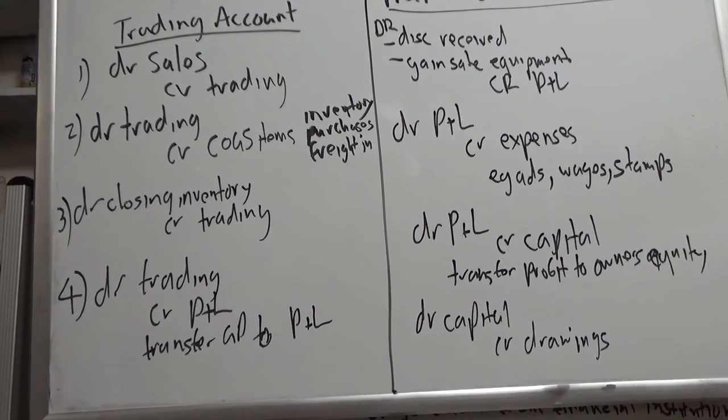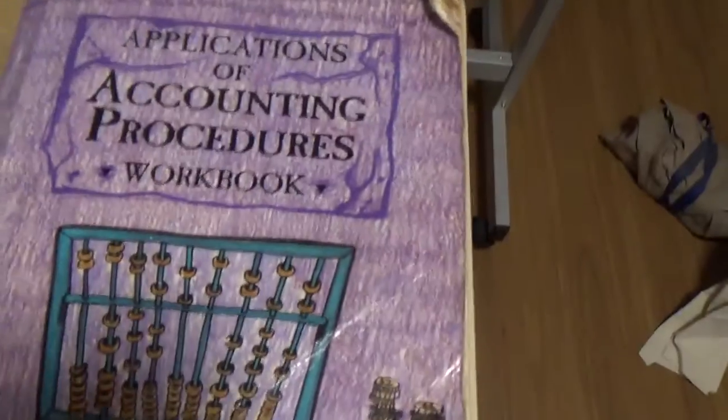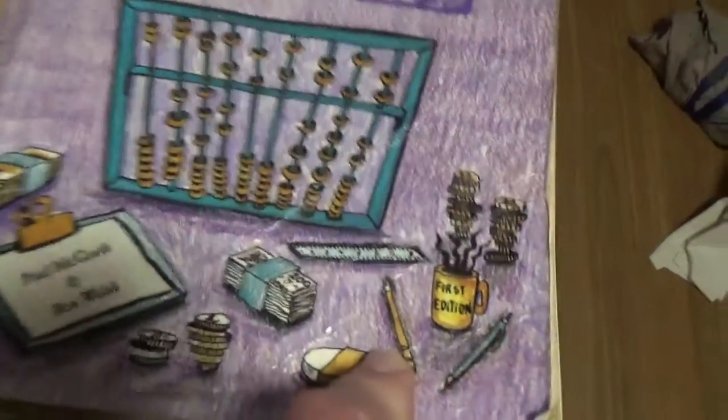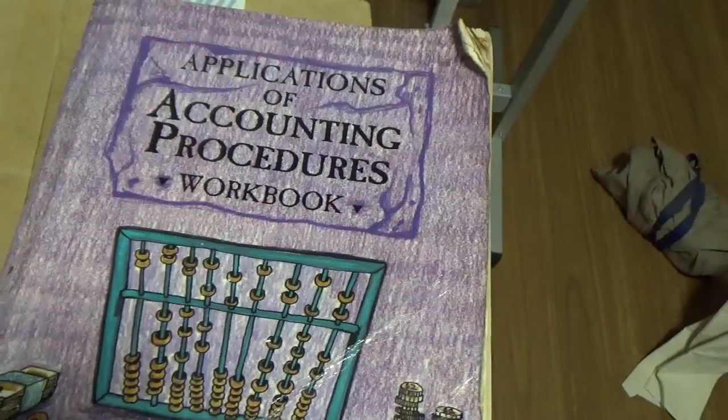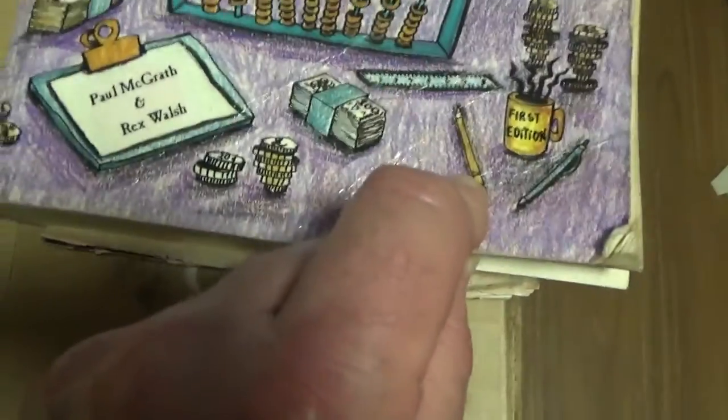I'll show you page 225 from a textbook I used at TAFE, Applications of Accounting Procedures, by the authors Paul McGrath and Rex Walsh.